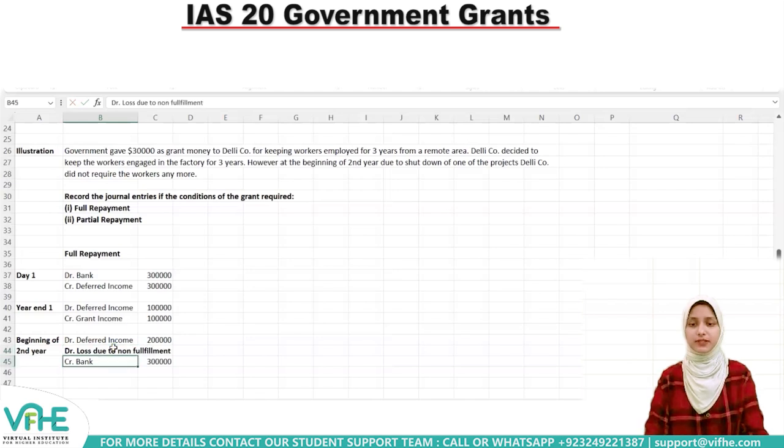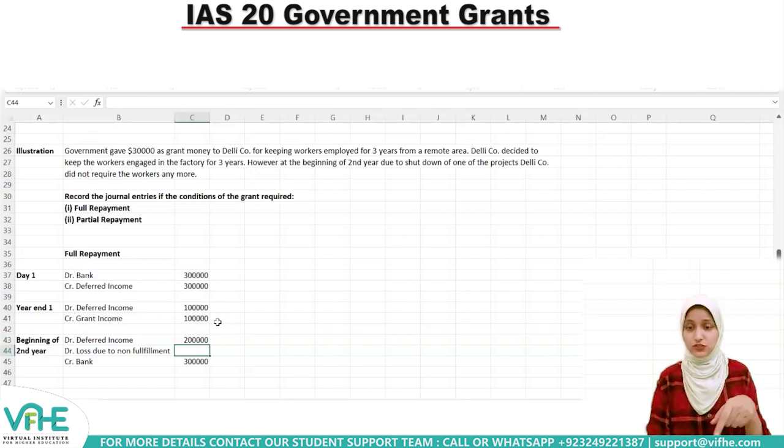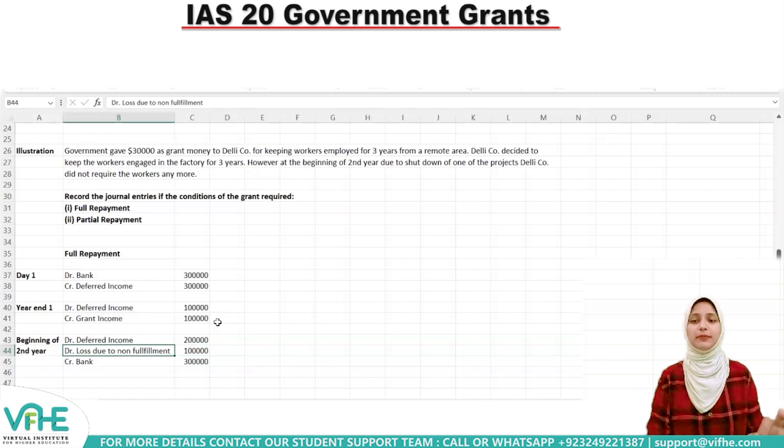Why do I say debit a loss due to non-fulfillment? Understand that last year you've already booked certain income. No more do you deserve it, based on the words of the contract. So you will have to negate the impact of this income. You will have to debit something of 100,000 in your P&L, right? So I'm writing debit loss due to non-fulfillment. Okay, so debit 300,000 and credit 300,000 is now matching.